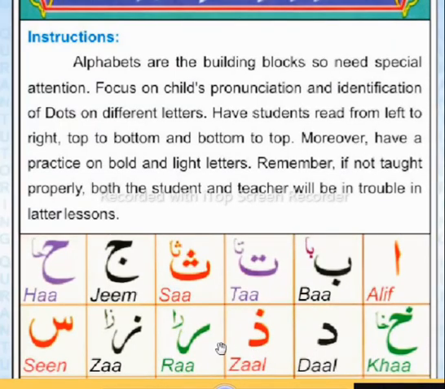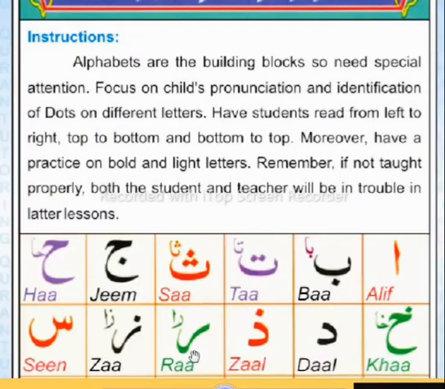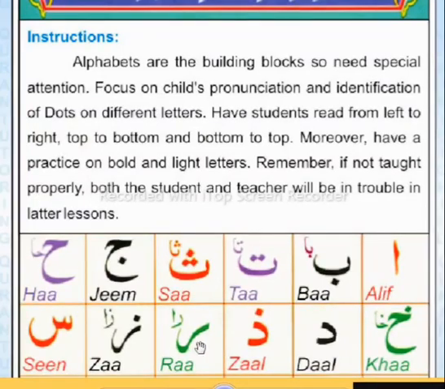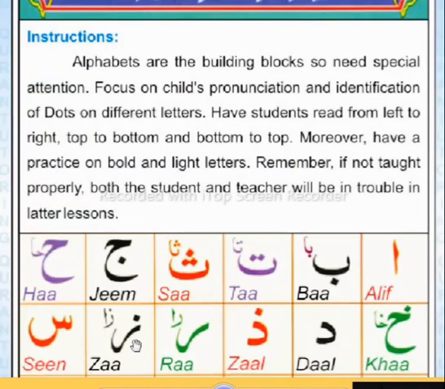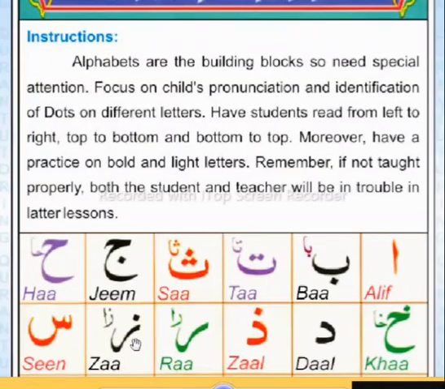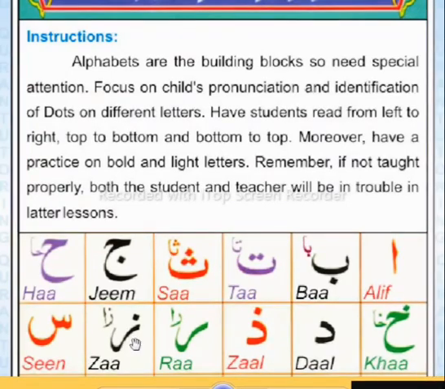Okay, next one is Ra. It's a good letter, a simple letter, Ra. It also has another shape which has one dot, and because of that dot, it is called Za. It's a bit sharp and hard letter. Hard not in the sense that it cannot be pronounced, but you have to pronounce it firmly. Za. Inshallah.